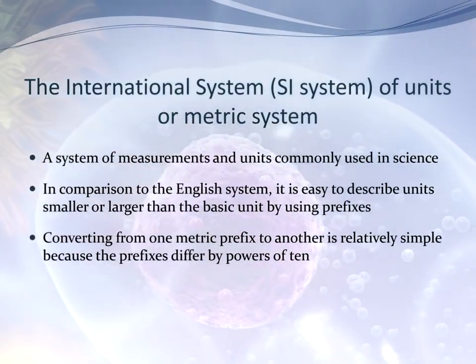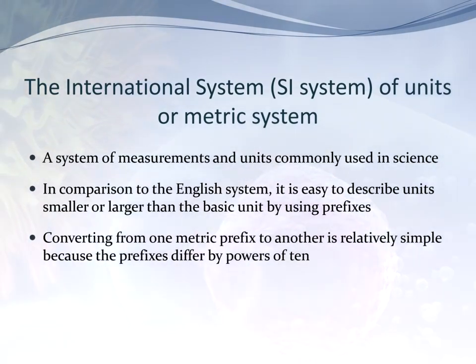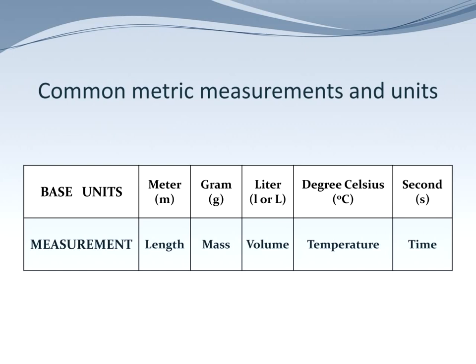The International System of Units, also known as the SI or metric system, is a system of measurements and units commonly used in science. In comparison to the English system, it is easy to describe units in the metric system that are smaller or larger than the basic unit by employing a metric prefix. Converting from one metric prefix to another is also relatively simple because they differ from each other by powers of 10.